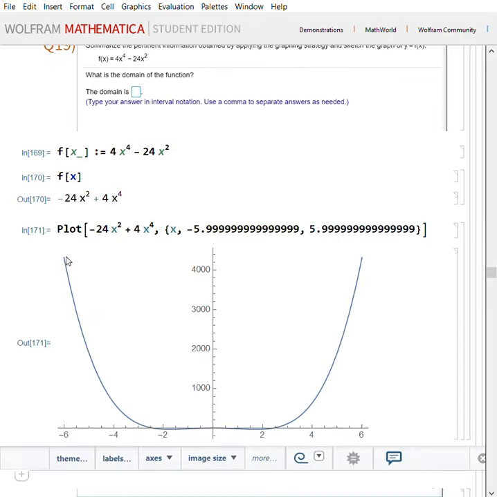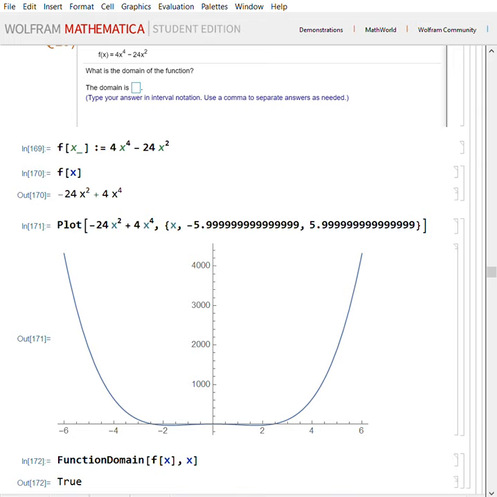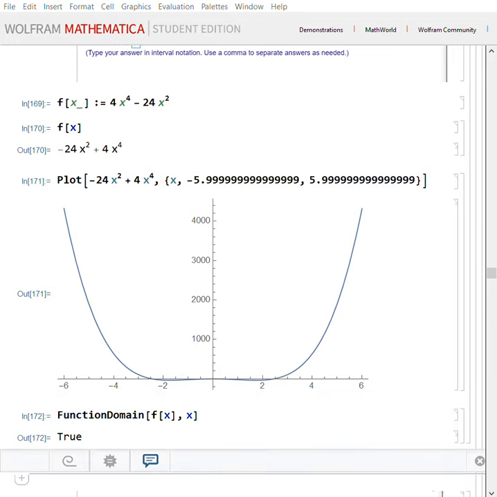So now I already know when it's increasing, decreasing, where the maxima and the minima are, and all of that. But first, let's just take it step by step. First, they want the domain, so let's give them that. There's a nifty command called function domain. So function domain of f of x for x, shift enter, and it says true. When it says true, that means all real numbers because it's a polynomial. So the answer is negative infinity to infinity.